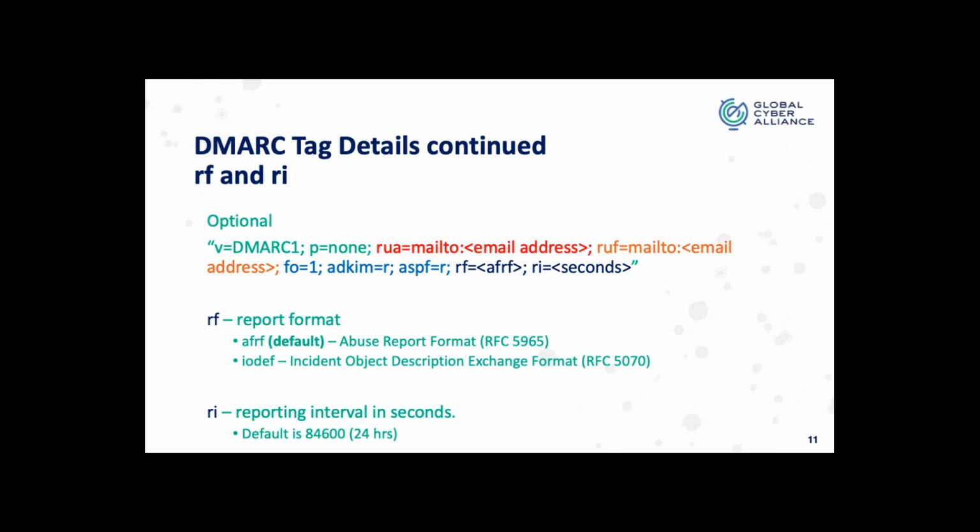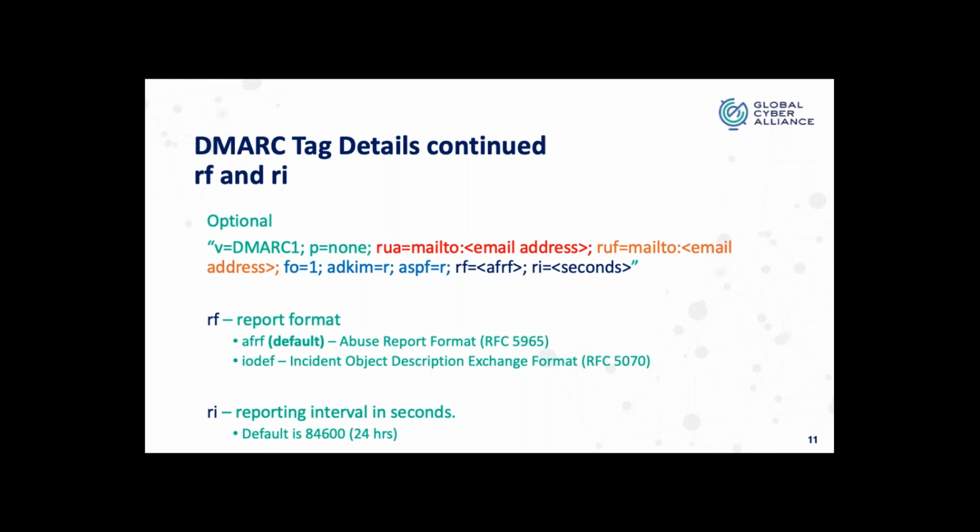The second one is RI. That defines how often the reports are being delivered or sent. It's the reporting interval in seconds, and the default is 24 hours. But remember, this is in seconds, so 86,400 seconds. Be careful when you implement this, because if you put in RI equals 24, you're basically saying that the reporting interval should be 24 seconds. And that's a lot of reports you're going to get. So you want to stay with a high number, or if you don't feel it's necessary, don't use it.